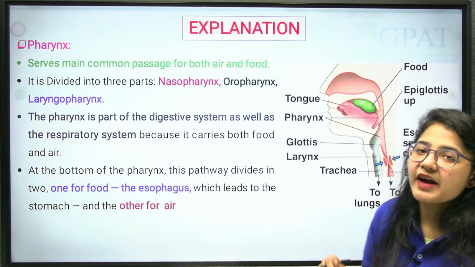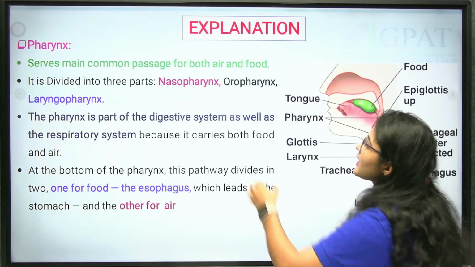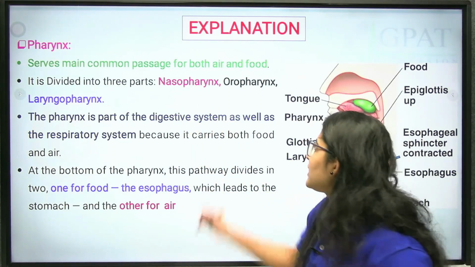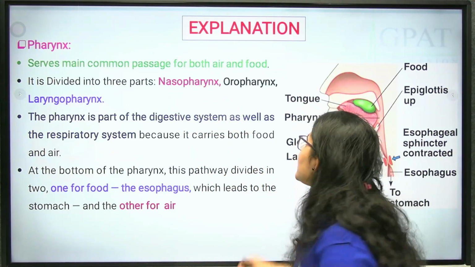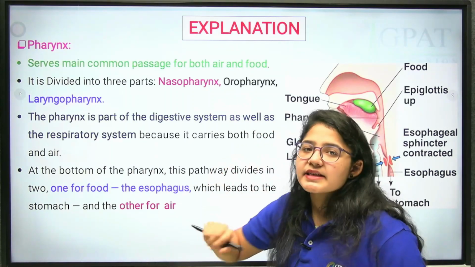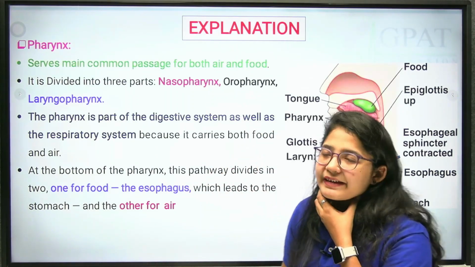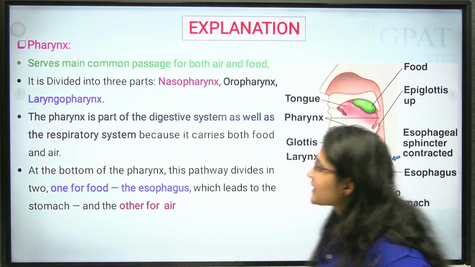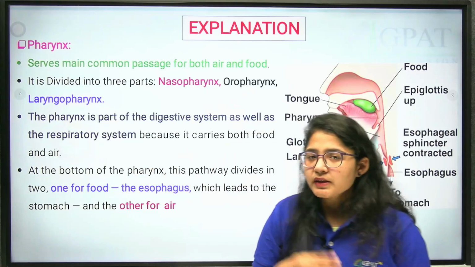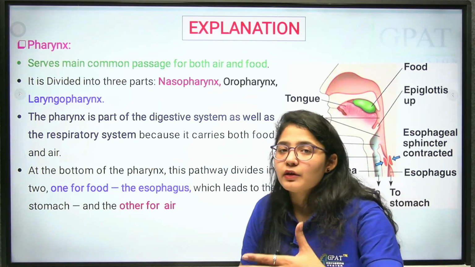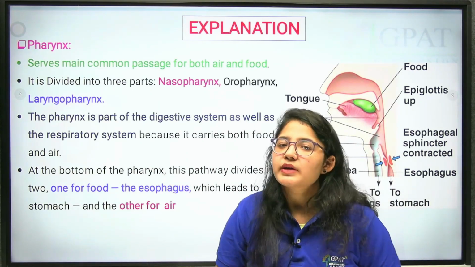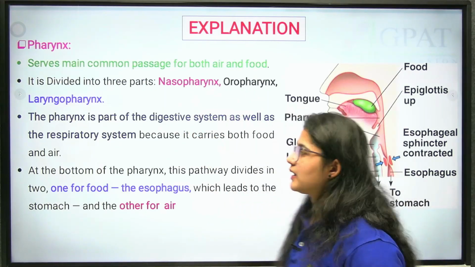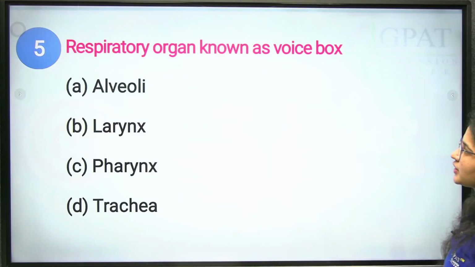Your pharynx is divided into 3 subtypes. This is the nasopharynx. From the word you can understand the nasal part. Next is the oropharynx. This is the part where your mouth is connected. Next is your laryngopharynx. This portion lies behind the larynx. These are the 3 parts of your pharynx. Clear? Now the next question.